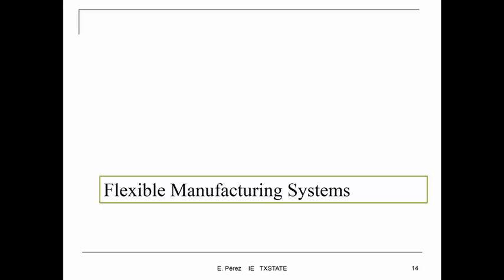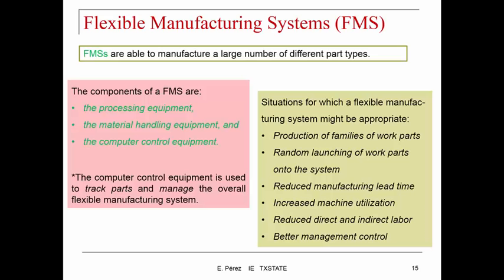So let's talk now about flexible manufacturing systems. A flexible manufacturing system, or FMS, is able to manufacture a large number of different part types. So that's where the name comes from, right? Because you have a lot of flexibility. The components of a flexible manufacturing system are the processing equipment, the material handling equipment, and the computer control equipment. The computer control equipment is used to track parts and manage the overall flexible manufacturing system.